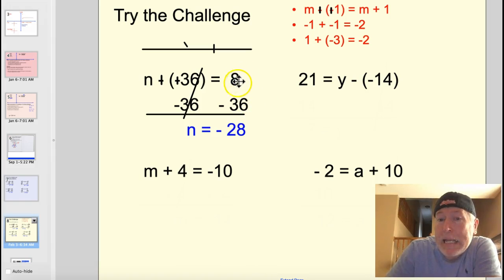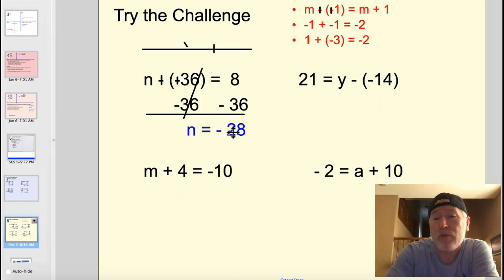Ooh, 8 minus 36. Well, let's think about that. You're at positive 8. You're going to subtract 36. Well, you've got 8 positive, so really what you can do in this situation is you can take the 36 minus the 8. You're going to have 28. And that's going to be negative because this one's more negative than this is positive. So you got n equals a negative 28.